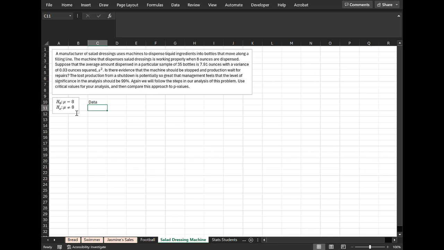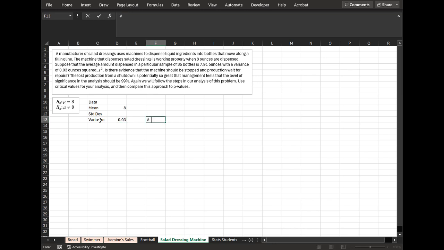Now, if you've been looking at the other previous tabs, you know that I usually like to first just summarize my data. So if those are my hypotheses, that means that my mean is going to be 8. Now, my standard deviation in this case is kind of interesting because if you read the problem, it very clearly tells you that this is going to eventually get us S, not sigma. But also this says that this is a variance, so that is S squared. So a variance is S squared, so that's going to be 0.03.